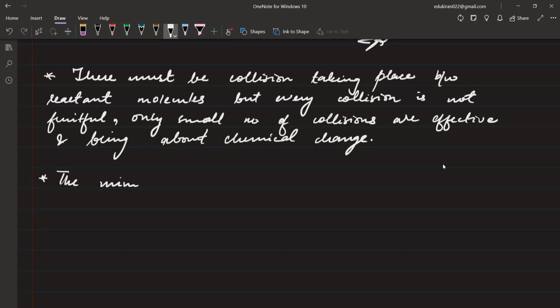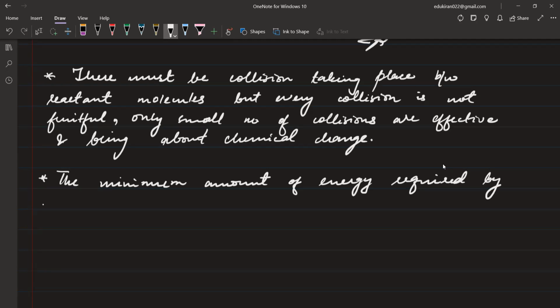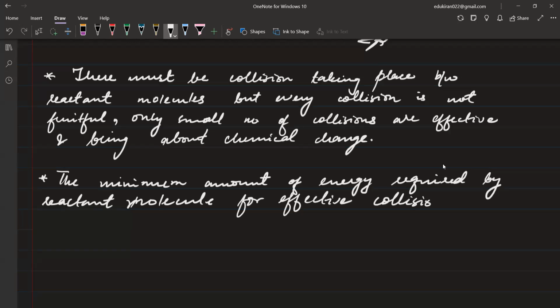The minimum amount of energy required by reactant molecules for effective collision is called threshold energy.